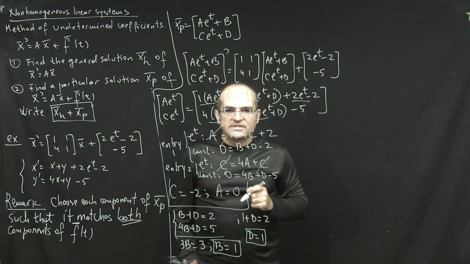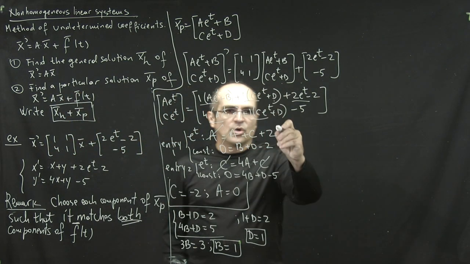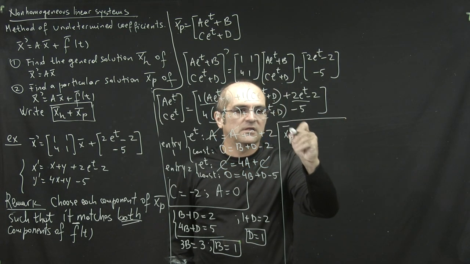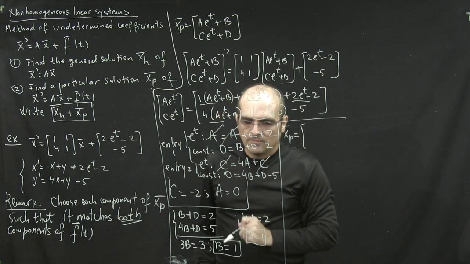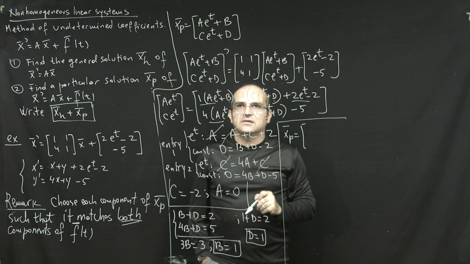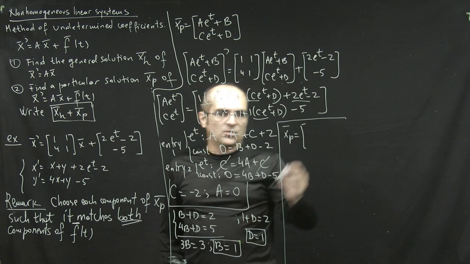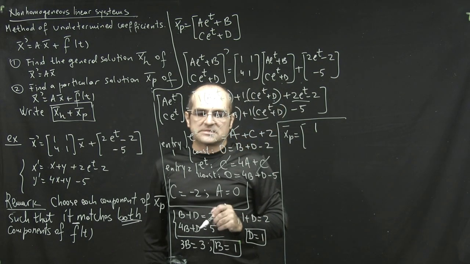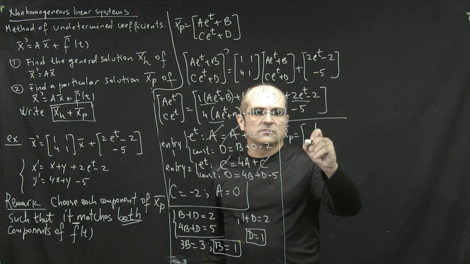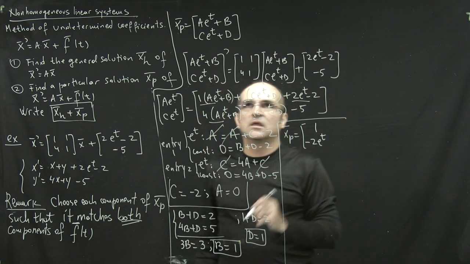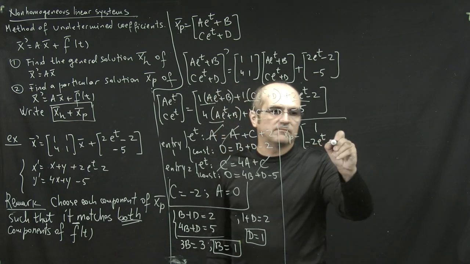Okay, so when everything is said and done, your particular solution that you just found that matches the whole thing is what? A e to the t plus b. A is 0, b is 1, c was minus 2 e to the t, and then plus d, which is 1.